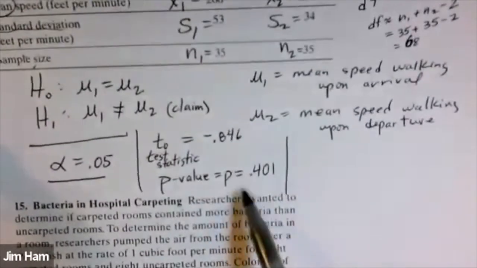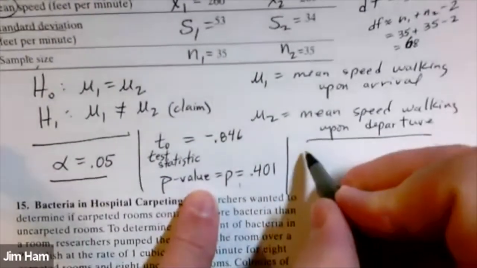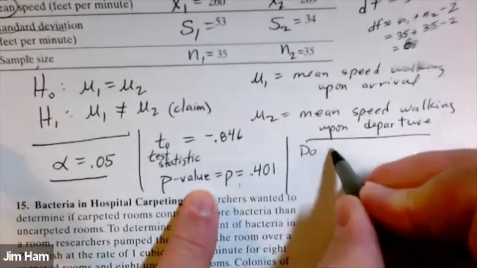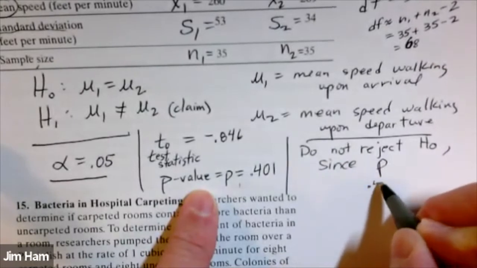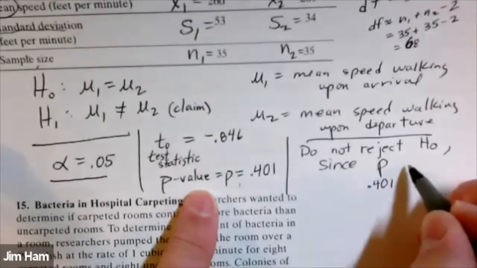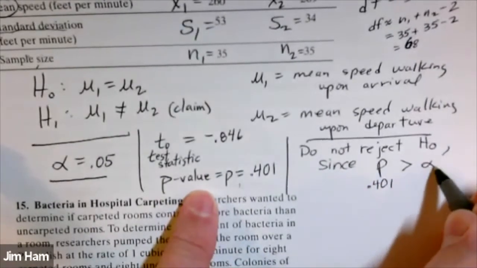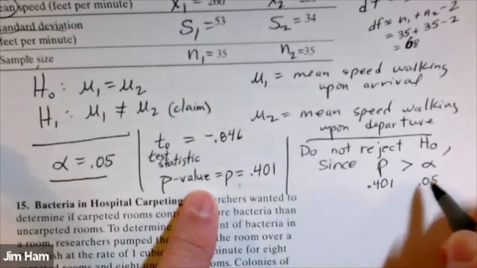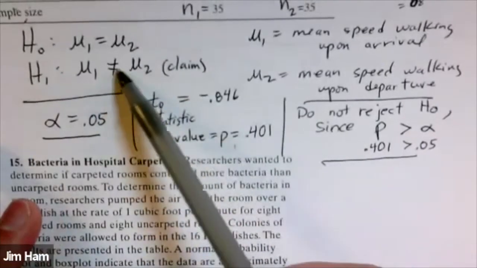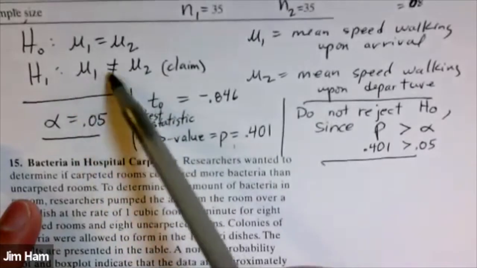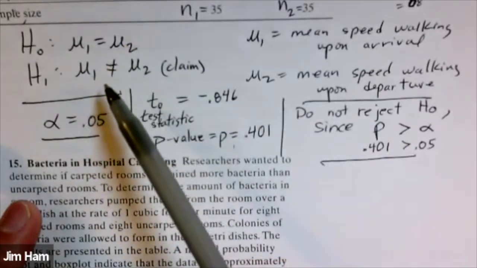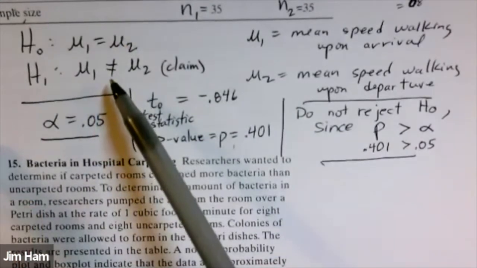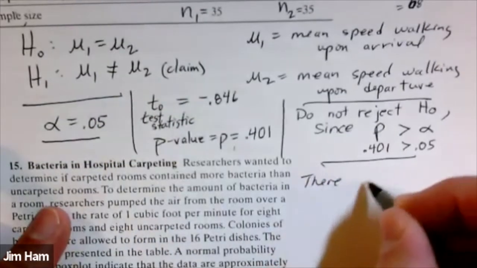But we have enough. We can see that we are going to not reject the null hypothesis since p, which is 0.401, is greater than alpha, which is 0.05. Now the claim is the alternative, and we were unable to reject the null hypothesis and support the claim. So that's what we're going to say. There is not enough evidence to support the claim.